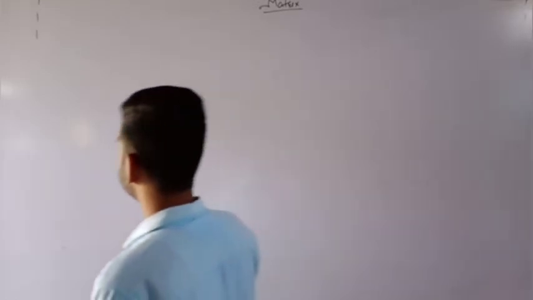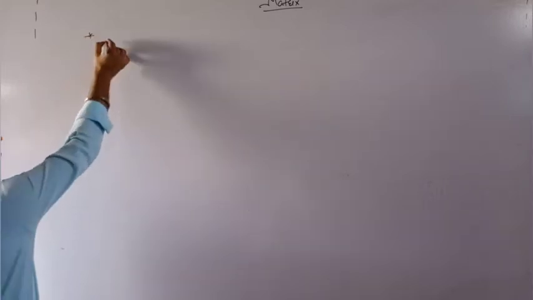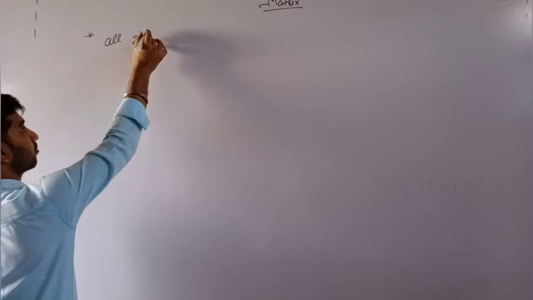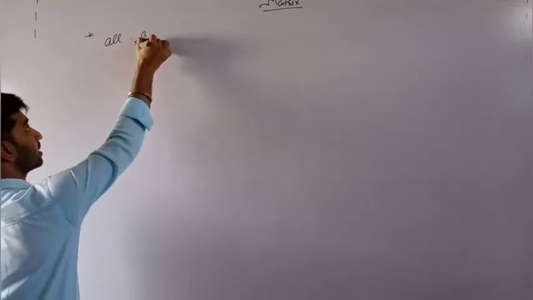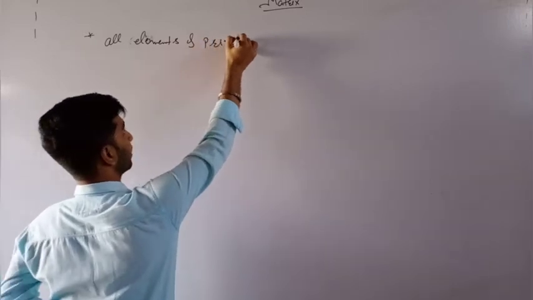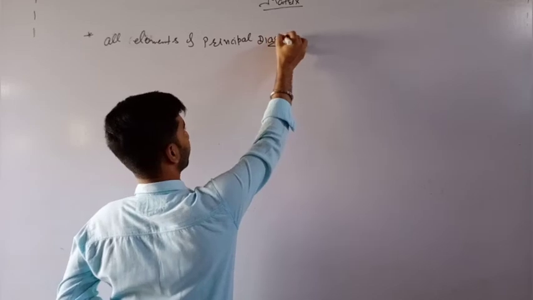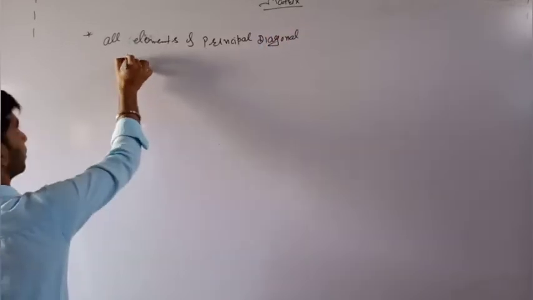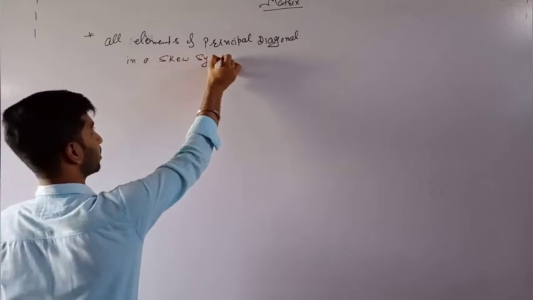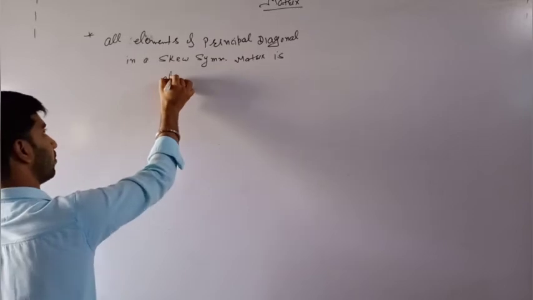So students, let's discuss the next property: all elements of the principal diagonal in a skew symmetric matrix are always 0.